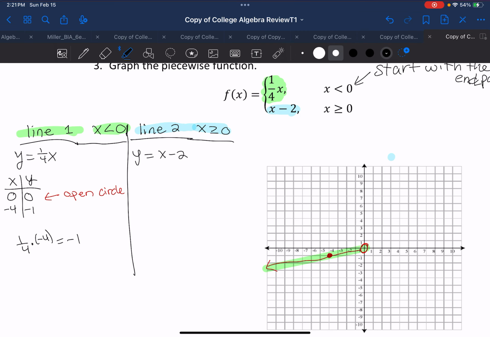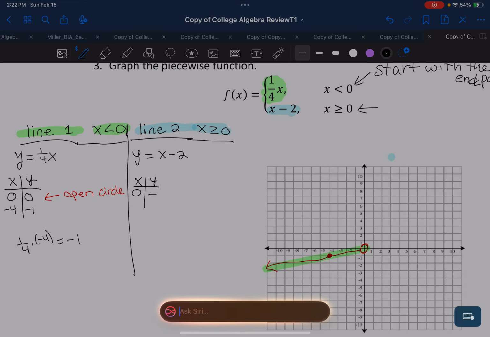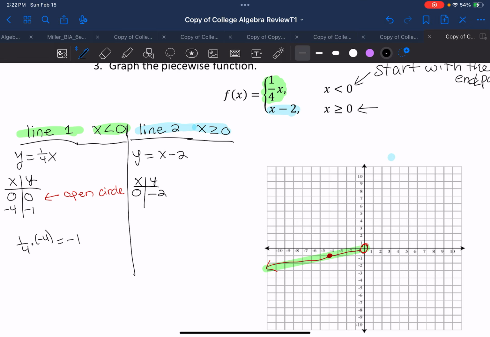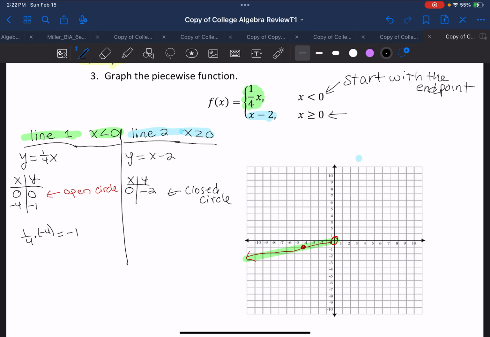The second piece, again, I'm going to make an XY chart. And I'm going to start with the endpoint of the second piece, which is also 0. When I plug 0 into that function, 0 minus 2 is negative 2. And now when I plot this point, this would be a closed circle, because 0 is in the domain there.